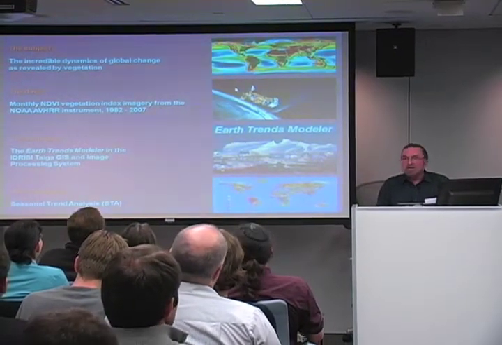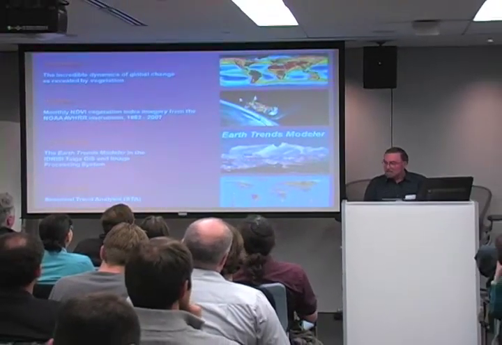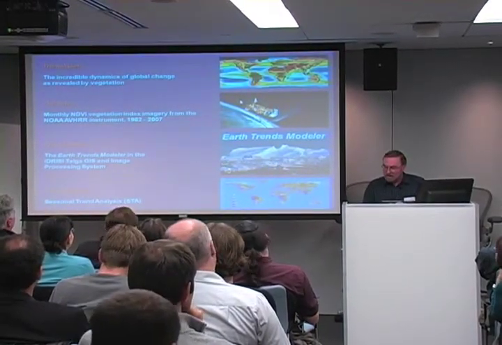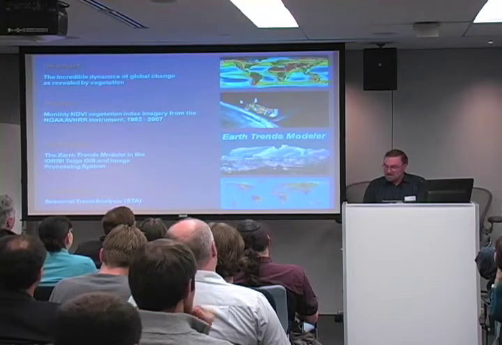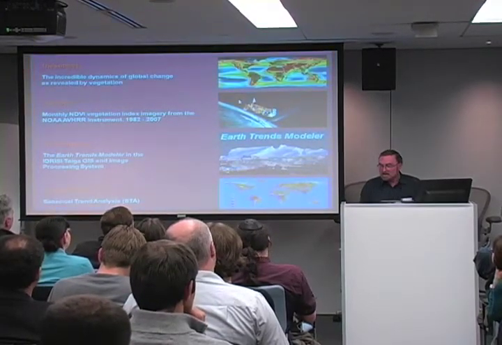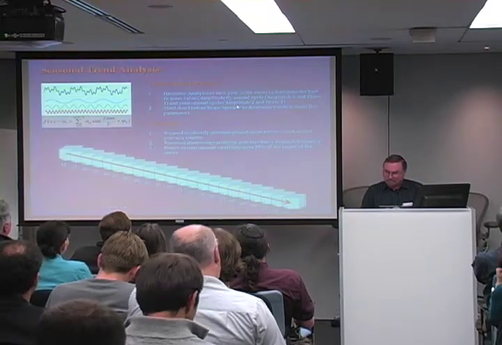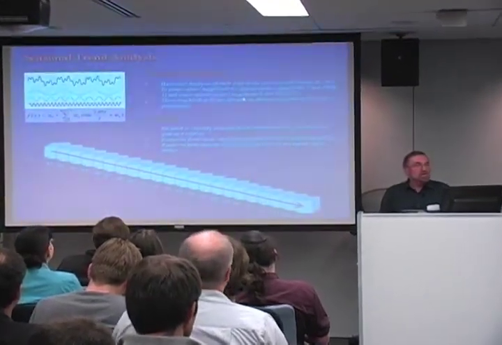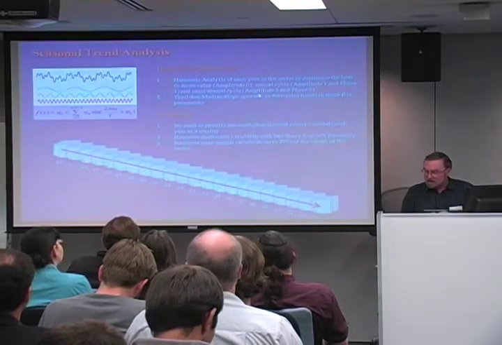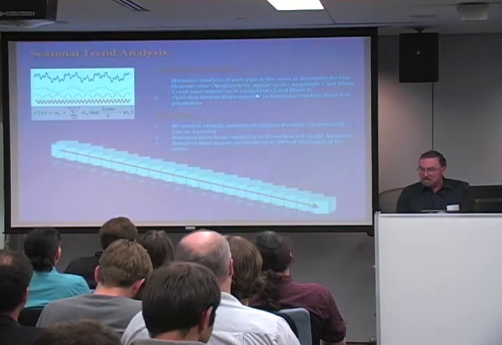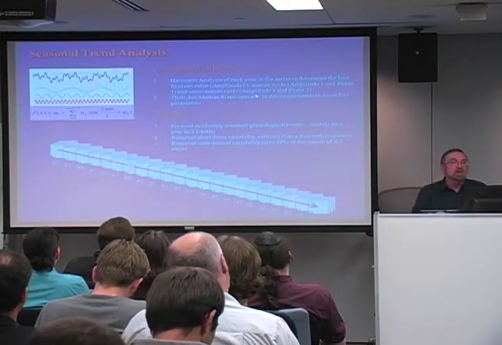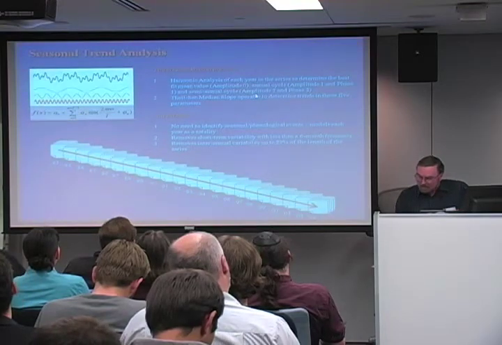So thanks. I'd like to share with you a story about the incredibly dynamic planet that we live on. The story will actually be told by the planet's vegetation as sensed from outer space and as interpreted by the Earth Transmodeler, a new software system we've developed at Clark. The technique that we'll use is something called seasonal trend analysis, a two-stage time series analysis that maps trends in the shape of the seasonal curve of vegetation productivity.